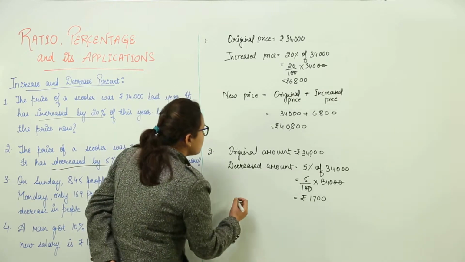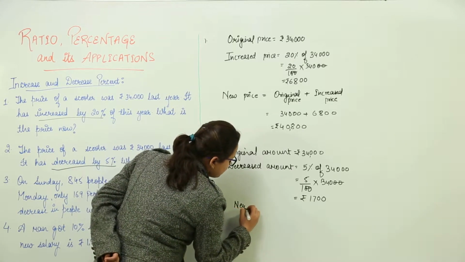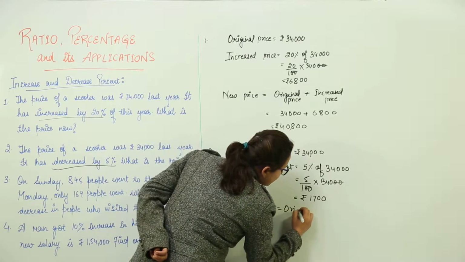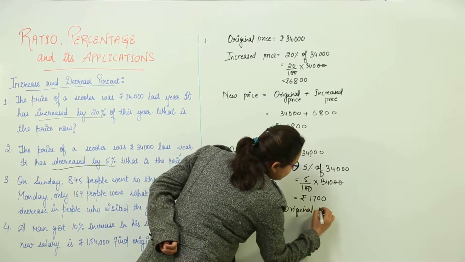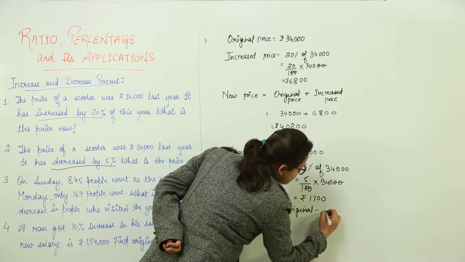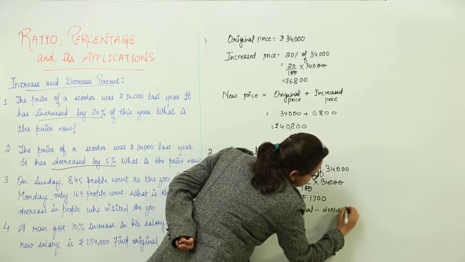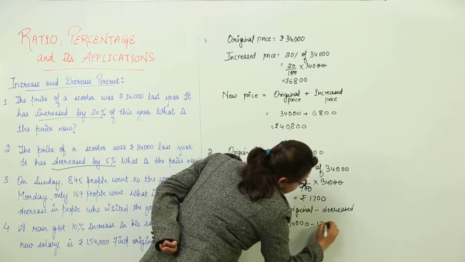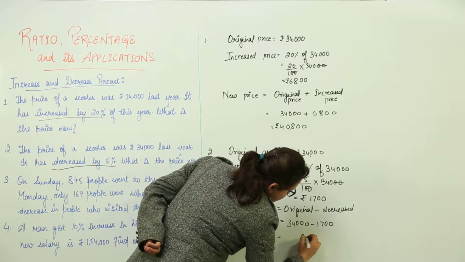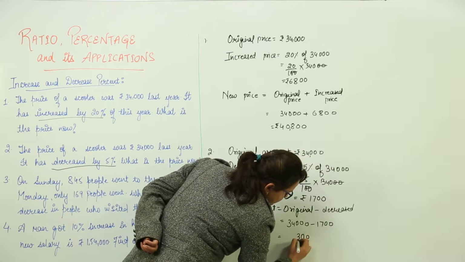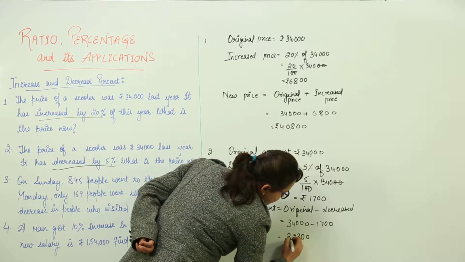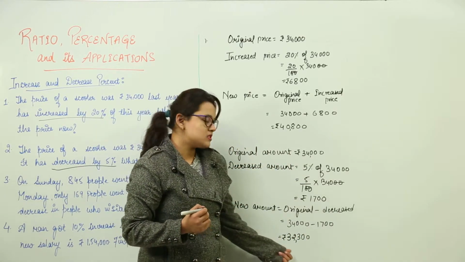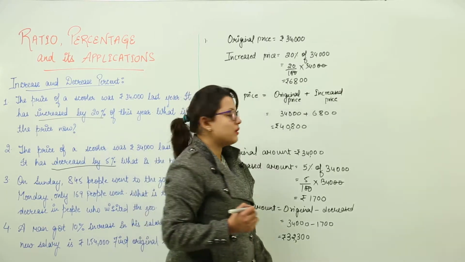So what is the new amount now? The new amount would be equal to the original amount and we would subtract the decreased amount from this. So original minus decreased, that is equal to 34,000 minus 1700. That is equal to 0, 0, 10 minus 7 is 3, 3 minus 1 is 2 and 3. That means the new amount or the leftover amount is 32,300 now.